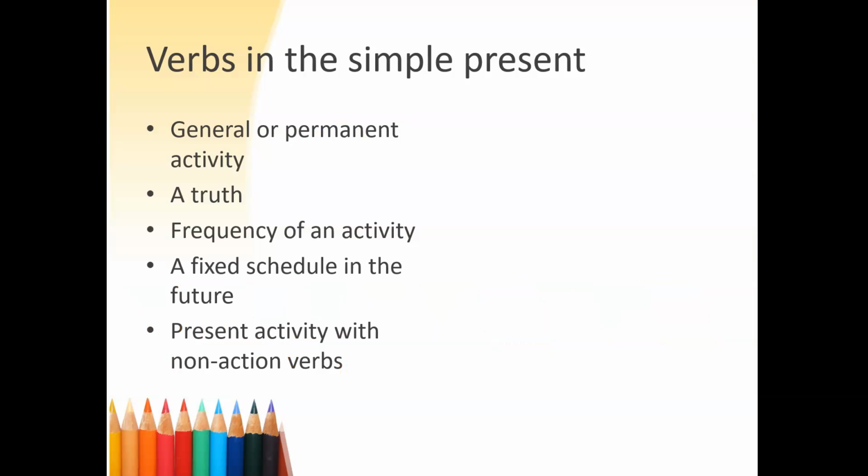First of all, let's talk about verbs in the simple present. This one's probably one that you've been drilled over 1,000 times. So we use it to talk about a general or permanent activity, a truth, the frequency of an activity, or a fixed schedule in the future. So, for example, I could say the company supplies business software. That is a general or permanent activity.